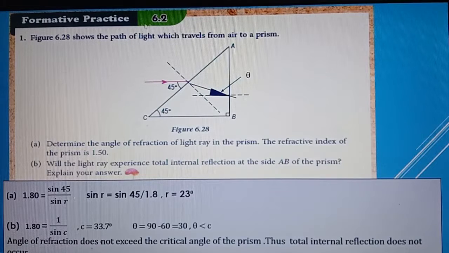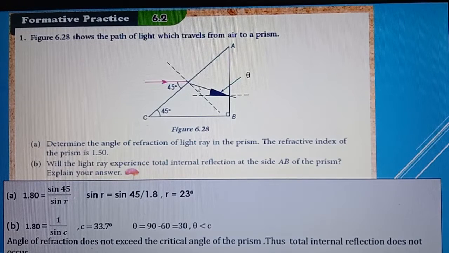Okay, let's discuss formative practice 6.2. You can try this practice first, then you can check the answer. Number 1, figure 6.28 shows the path of light which travels from air to a prism. Determine the angle of refraction of the light ray in the prism. The refractive index of the prism is 1.5. Will the light ray experience total internal reflection at side AB of the prism? Explain your answer.